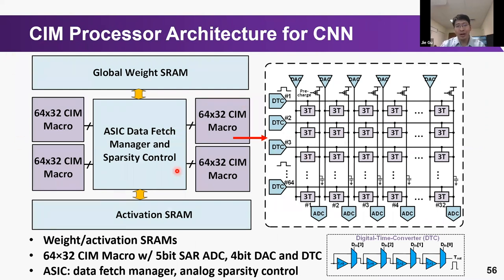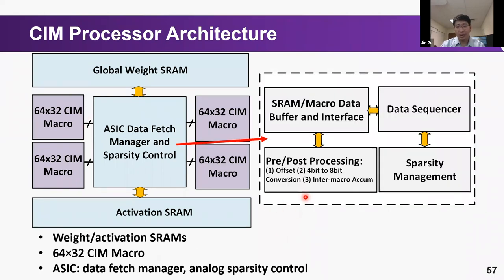This is our whole CNN accelerator design. We have the micro-array, as I'm explaining here, and also an ASIC to handle the data transfer between the global memory and the micro-array. Our ASIC performs some data movement, also the pre- and post-processing that is needed, and also some sparsity enhancement.